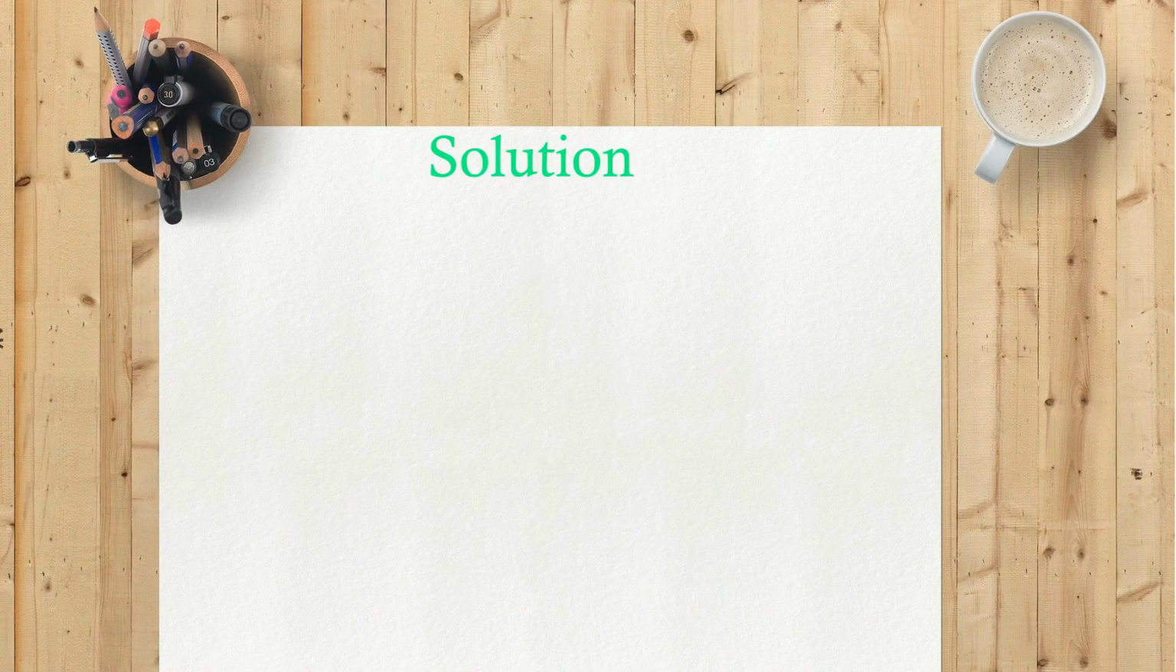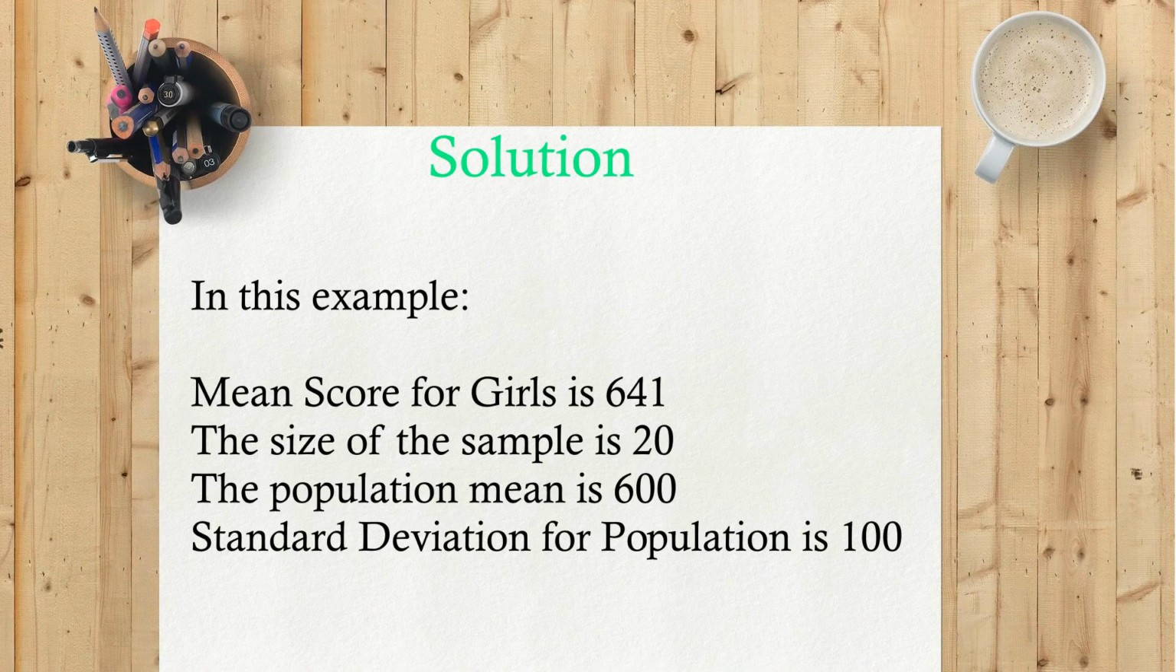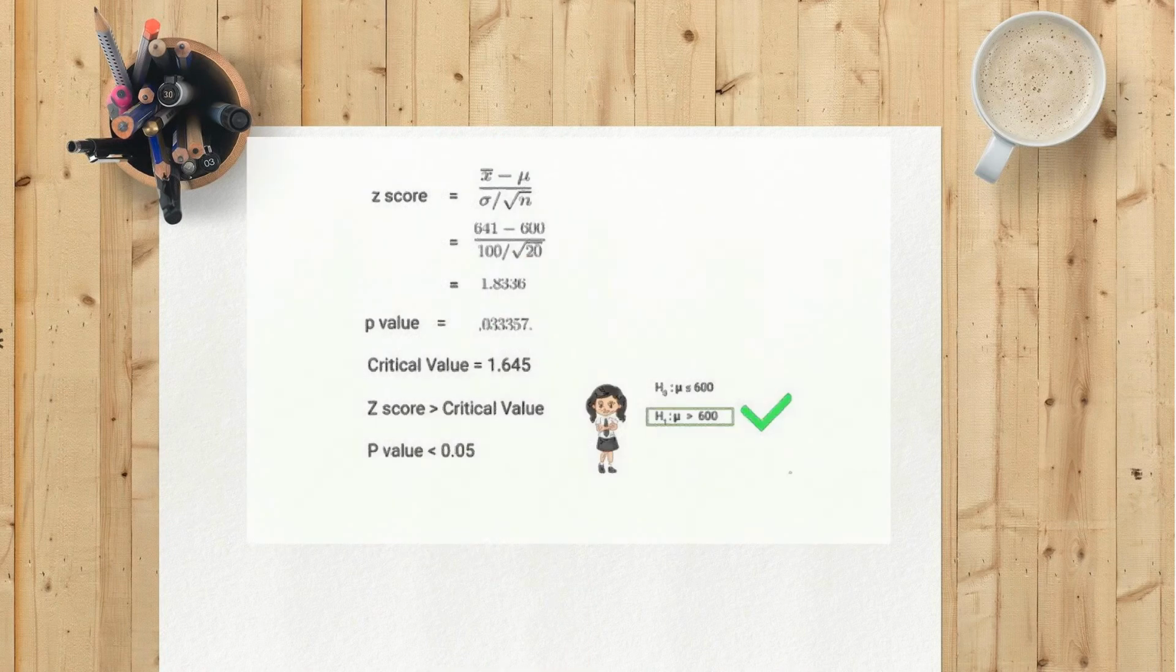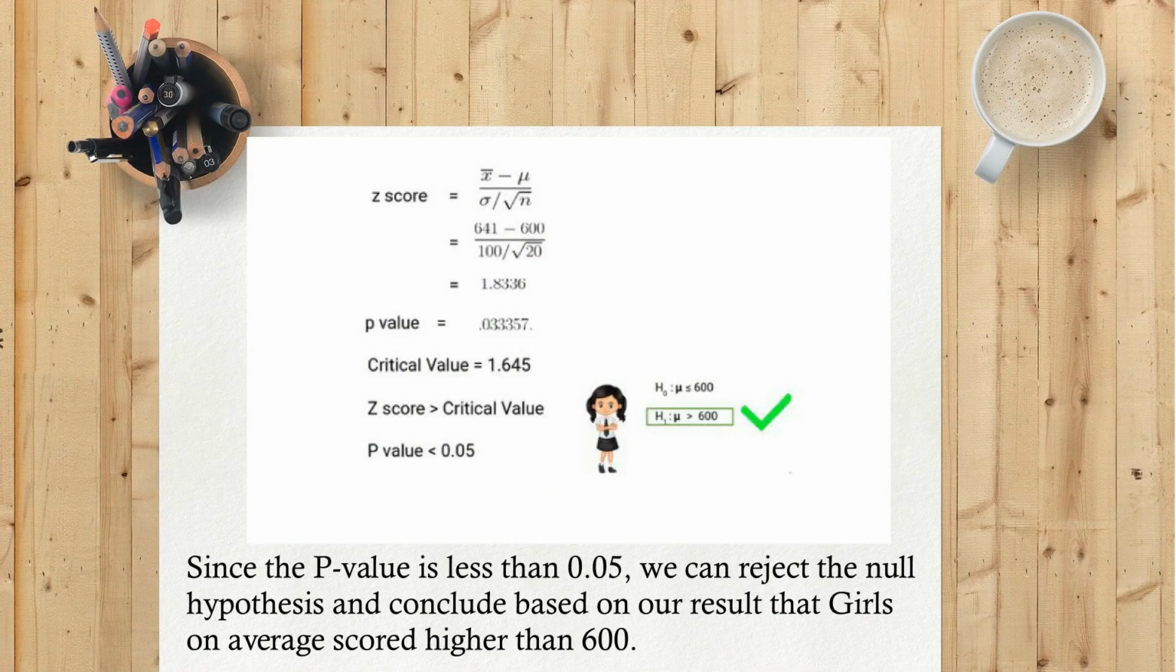Solution. In this example, mean score for girls is 641. The size of the sample is 20. The population mean is 600. Standard deviation for population is 100. Since the p-value is less than 0.05, we can reject the null hypothesis and conclude based on our result that girls on average scored higher than 600.